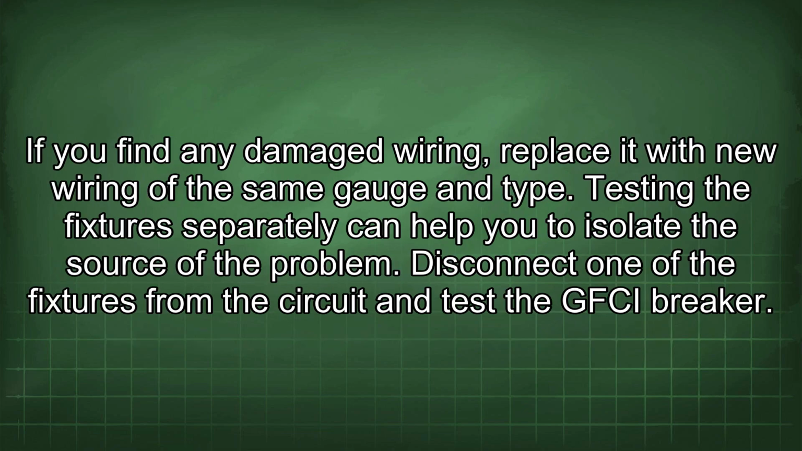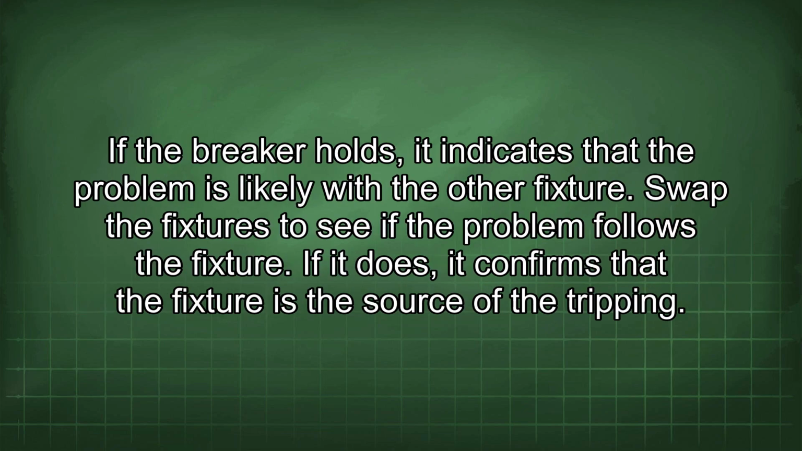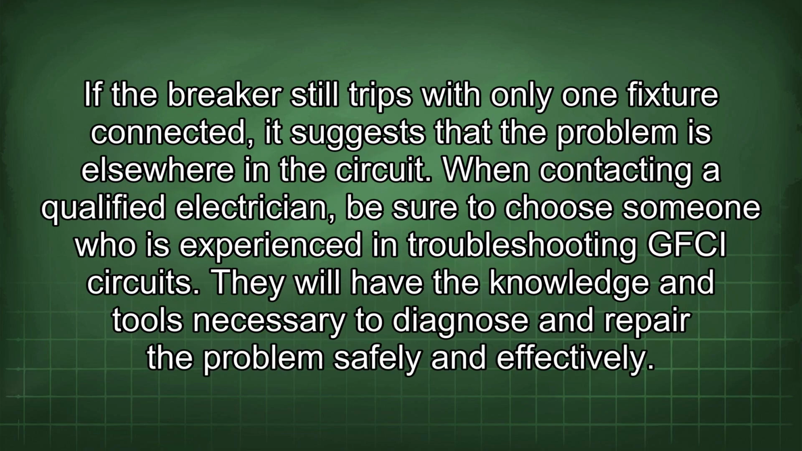If you find any damaged wiring, replace it with new wiring of the same gauge and type. Testing the fixtures separately can help you to isolate the source of the problem. Disconnect one of the fixtures from the circuit and test the GFCI breaker. If the breaker holds, it indicates that the problem is likely with the other fixture. Swap the fixtures to see if the problem follows the fixture. If it does, it confirms that the fixture is the source of the tripping. If the breaker still trips with only one fixture connected, it suggests that the problem is elsewhere in the circuit.